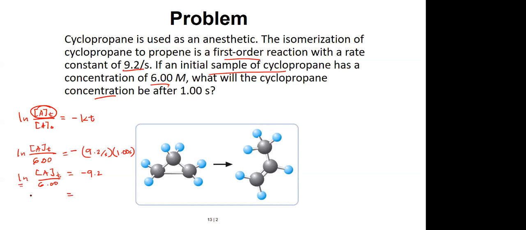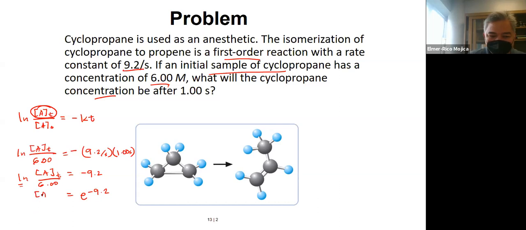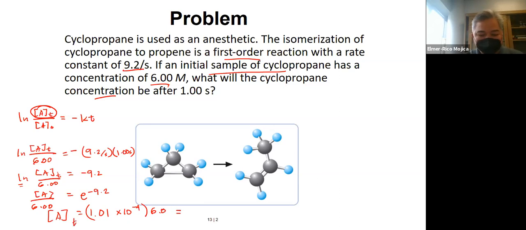Yes. How do we eliminate Ln? We put e, raise it to negative 9.2, so this one will cancel out the Ln. So e raised to the negative 9.2 will give me 1.01 times 10 to the negative 4. Since it's not yet the final answer, I multiply the 6 on it. So that will give me my concentration after some time. Times 6, that will be 6.1 times 10 to the negative 4. So that's the answer to my question.